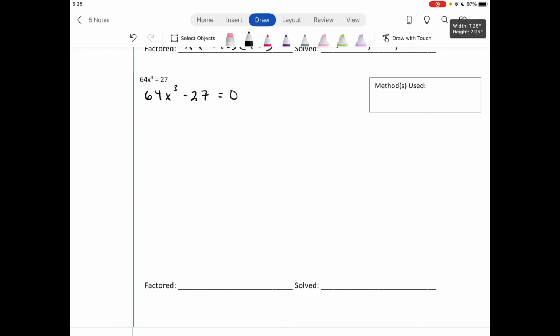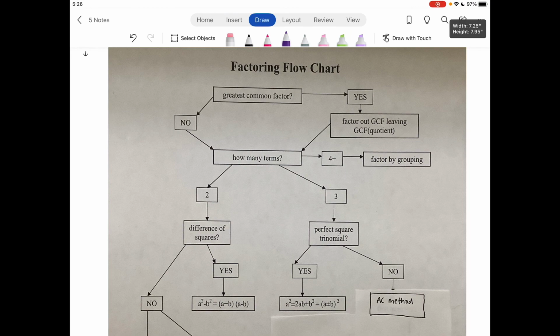Now we're ready to consult our flowchart. First thing, we're looking for that greatest common factor. There is no number they have in common, so there is not one. We're going to skip that step. Next, looking at how many terms, we have a binomial, so we have 2 terms.